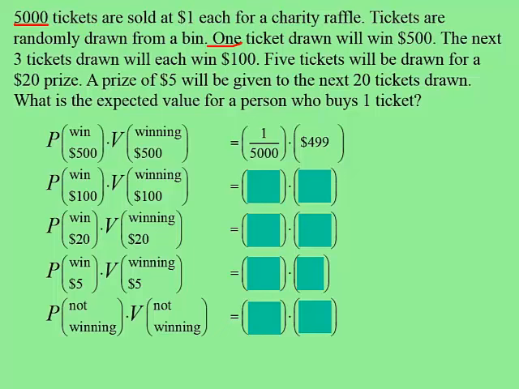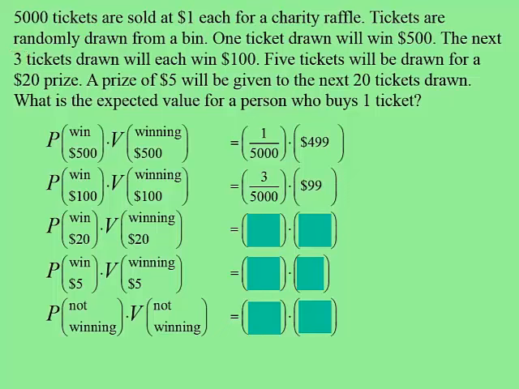What's the probability of winning the $100? Well, it says there are 3 winners for the $100. So you got a 3 out of 5,000 chance for winning the $100. And just like before, we say, well, we win 100, we paid $1, so we're only gaining $99.